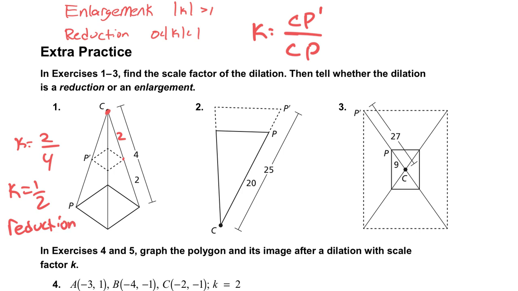Now over to 2, the whole thing's 25 CP prime, so I know from C all the way to P prime is 25. So K equals 25 divided by C to P, which is 20. So 25 divided by 20 is 5/4 or 1.25, which means this is an enlargement.